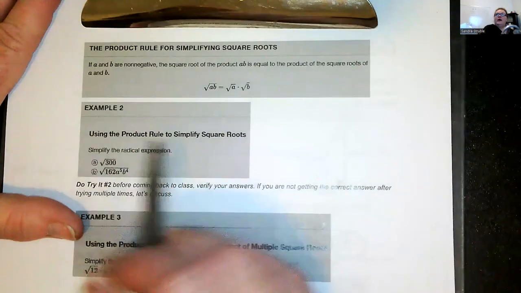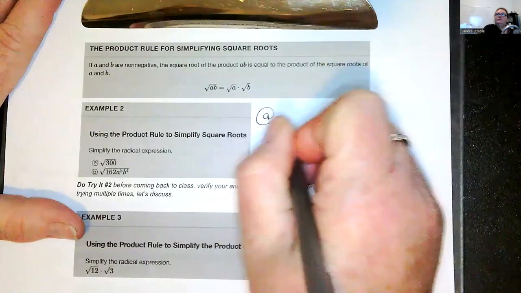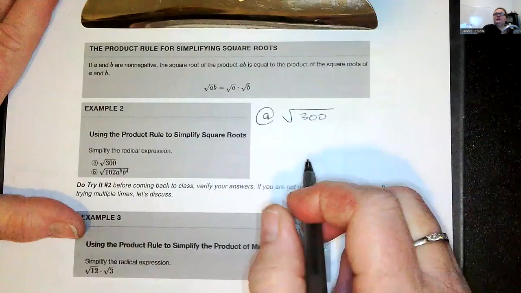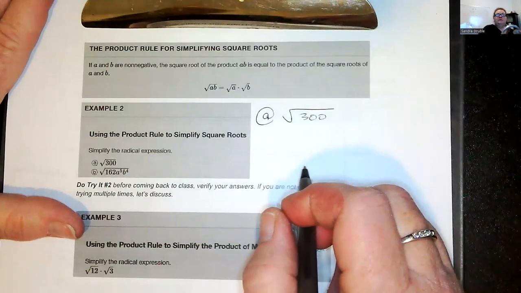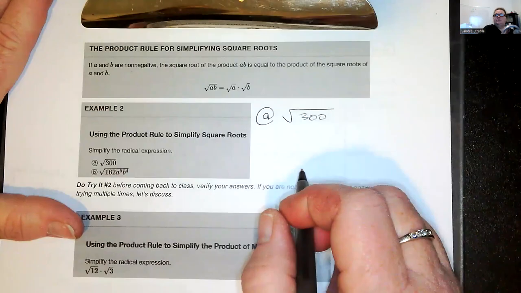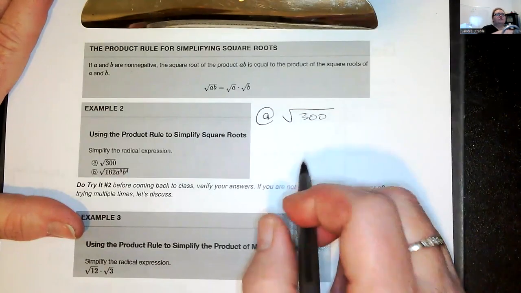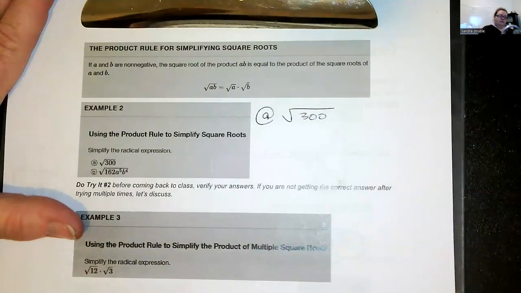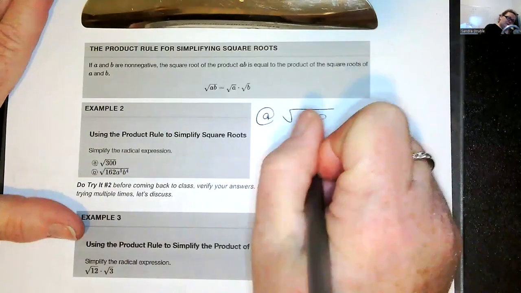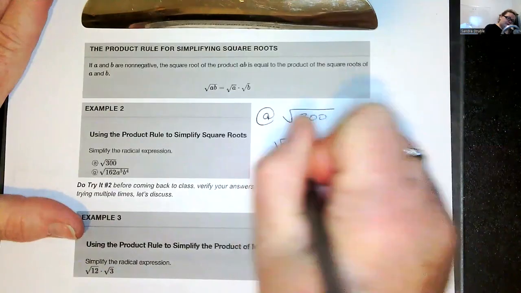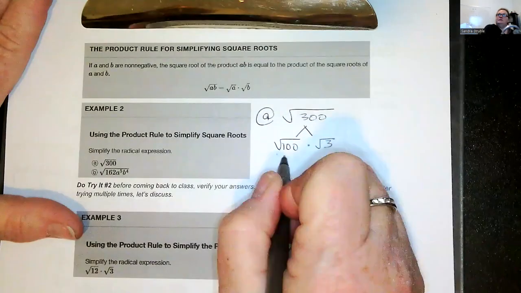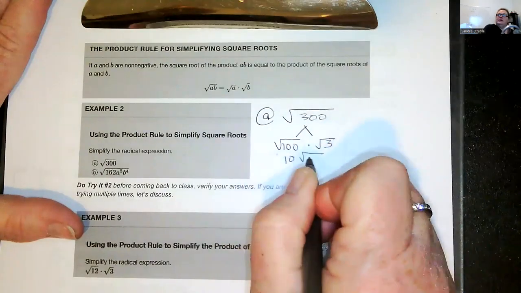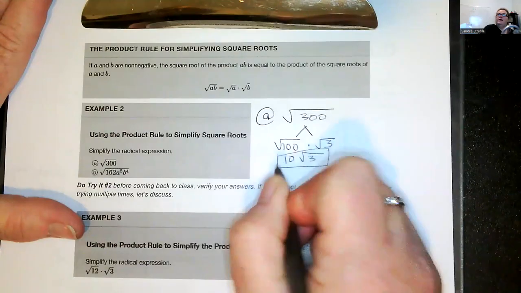So in this case, for A, we've got the square root of 300. Now, some people break it completely down into primes. If you already know some of your perfect square roots, like the square root of 100 or the square root of 16, 4 squared is 16, 10 squared is 100. So my first thing is I'm going to break this down into the square root of 100 times the square root of 3, because I know the square root of 100 is just 10. And so my answer is 10 square root of 3 for A.